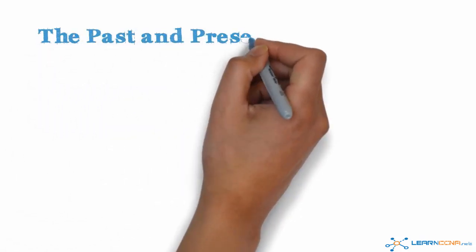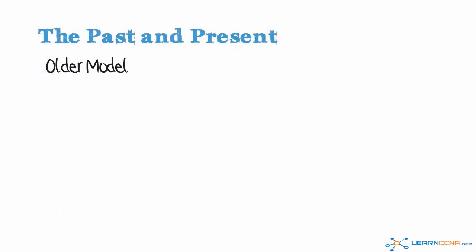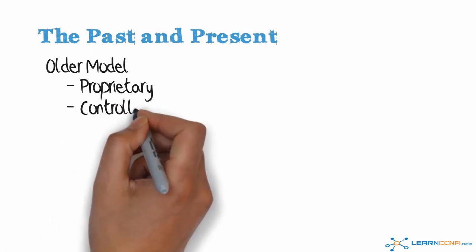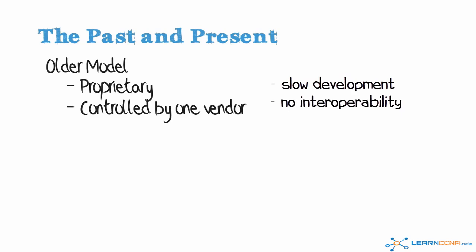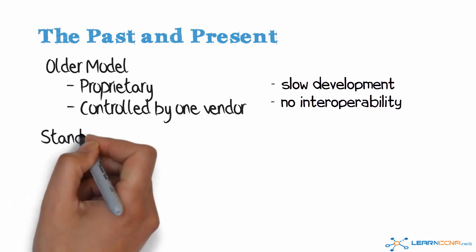Now, in the past, there were older models that were proprietary and were typically controlled by a single vendor. This caused multiple issues, especially in networking, where we have many different devices that need to communicate with each other. Issues resulting from a proprietary model included slow development and no interoperability between vendors. For many years, there's been a major drive to standardize protocols, enhance interoperability, and use open standards.